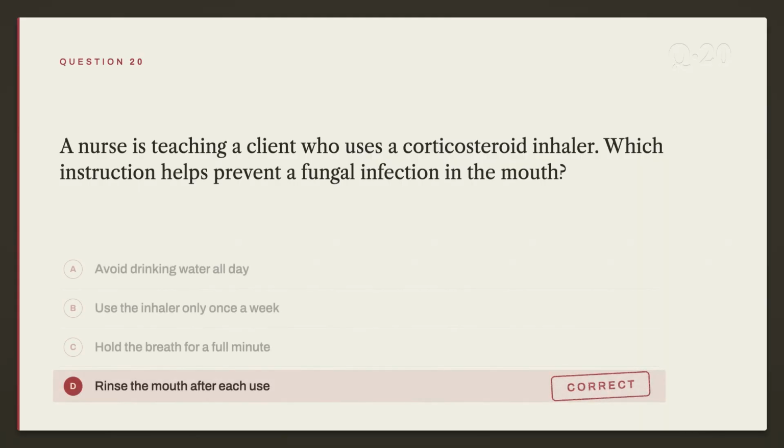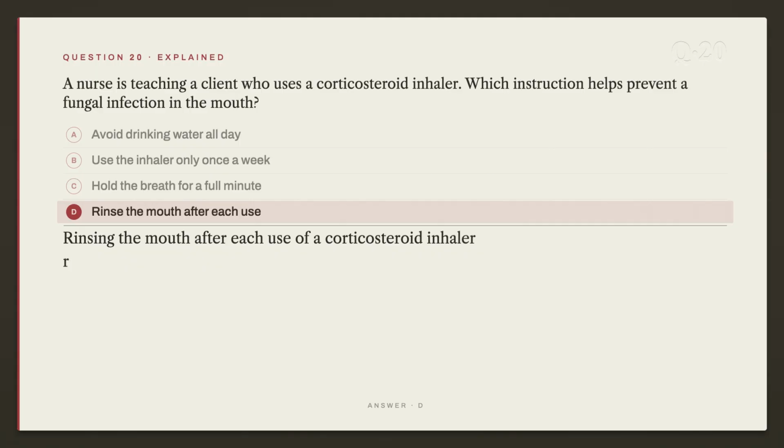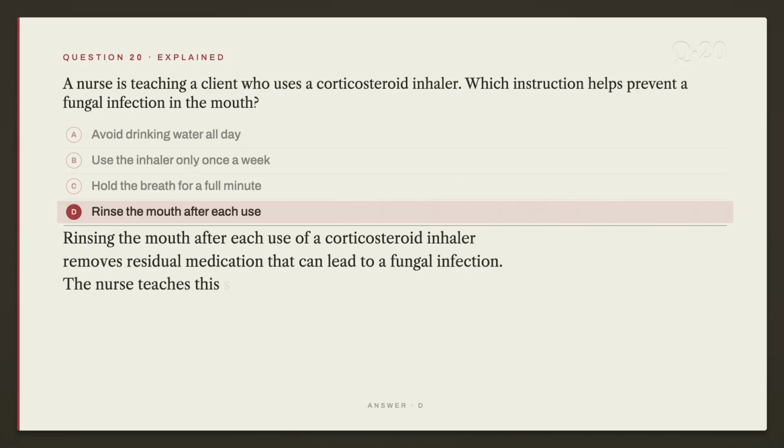The correct answer is D. Rinse the mouth after each use. D is correct because rinsing the mouth after each use of a corticosteroid inhaler removes residual medication that can lead to a fungal infection. The nurse teaches this simple step to protect the client's mouth and throat.